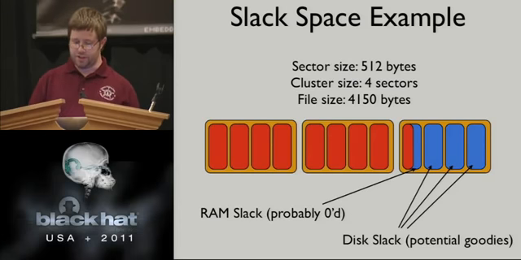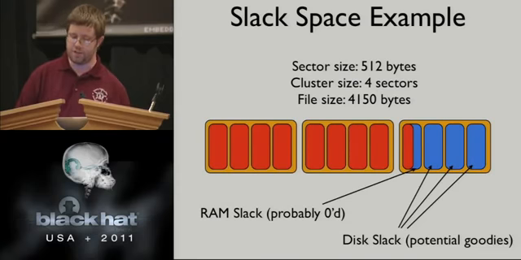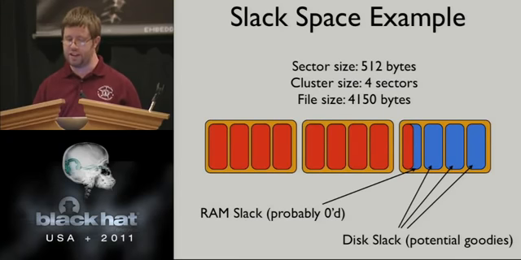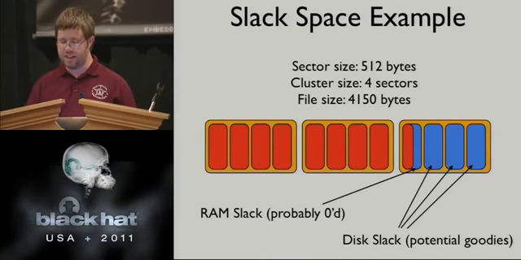The disk slack, which is labeled potential goodies on this slide, is where previous file contents may be. So if that cluster had been allocated to another file previously, and now this new 4150 byte file has been allocated to it and taken up just a small sliver of this cluster, the remainder of the sectors in that cluster will essentially stay in the state that they're in right now until this file is either added to, resized, deleted, or something else happens. As long as this file stays here in its state, the old data in those additional sectors stays in its state.